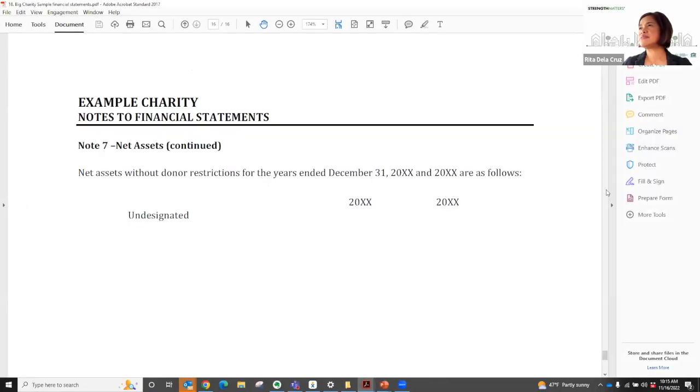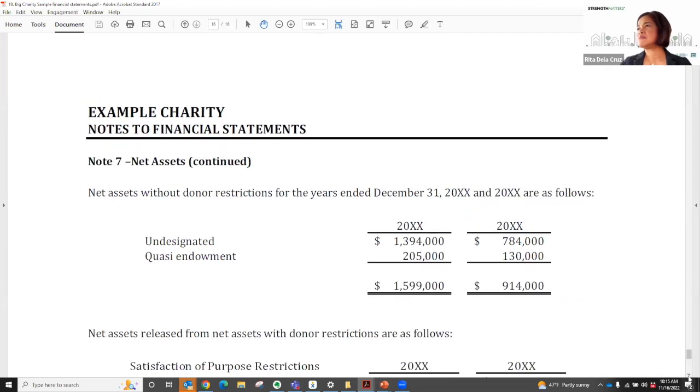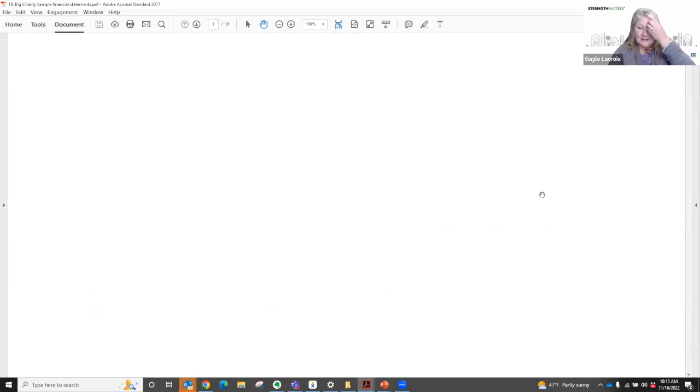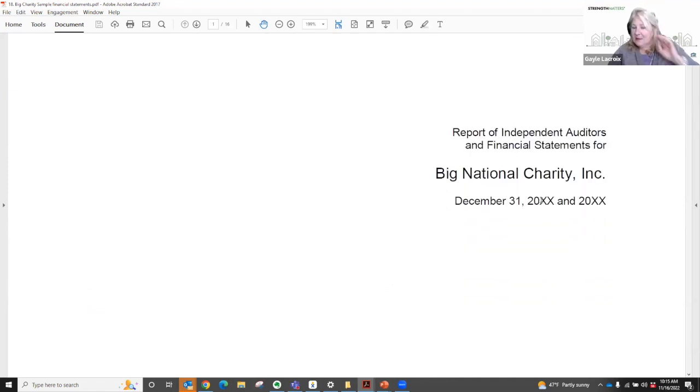Can everyone see it? This is a big charity. Not very creative, whoever came up with this sample. Big National Charity Inc. Yes.